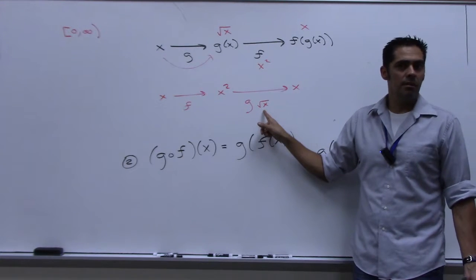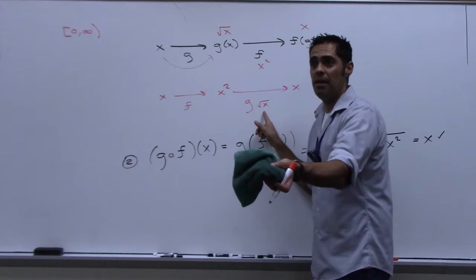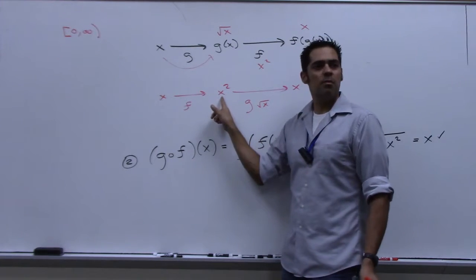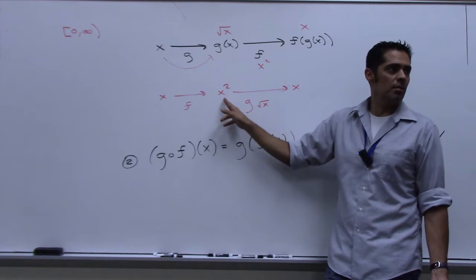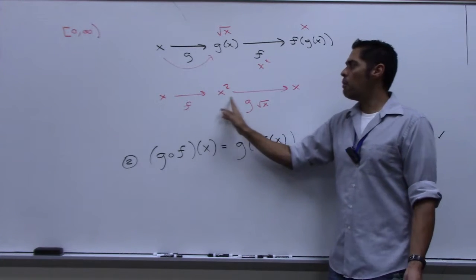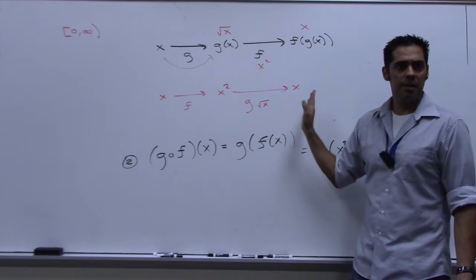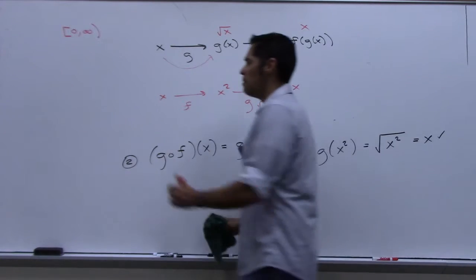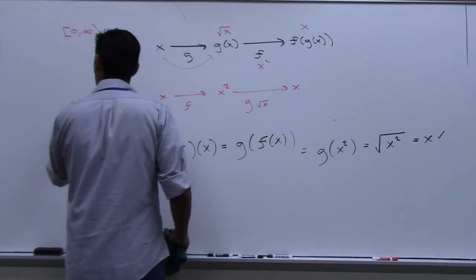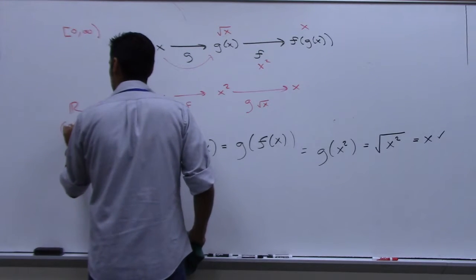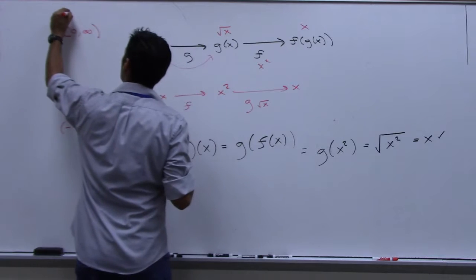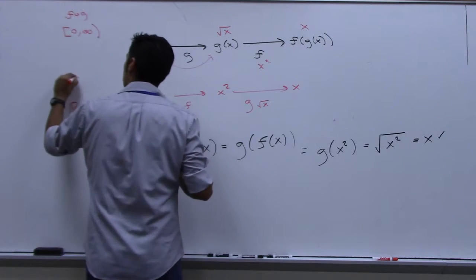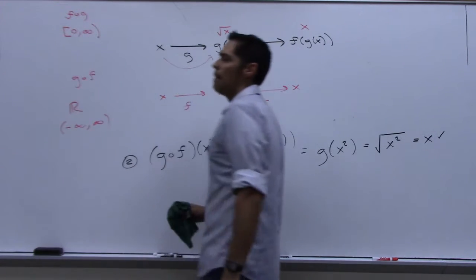Can't be negative? But it wouldn't matter, right? Because it's being squared, so by the time it gets here, it's already at least positive. It could be 0. So there should be no problems going from here to here. Understand? So there's all real numbers, negative infinity to infinity. This is the domain of f of g of x. This is the domain of g of f of x.